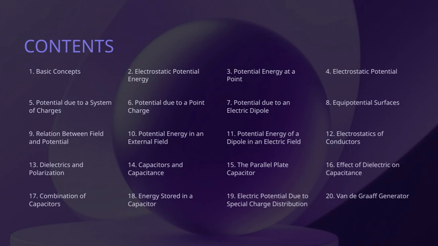The concept of electrostatic potential energy is fundamental. It's the energy stored in a system of charges due to their positions. We'll look at how potential energy varies at different points in an electric field and what happens when charges are placed in external fields. As we proceed, we'll cover how the potential due to a point charge behaves and extend that understanding to more complex distributions. Then, we'll examine special structures like the Van de Graaff generator and the effects of dielectrics on capacitance, which are crucial for understanding how energy is stored in capacitors.